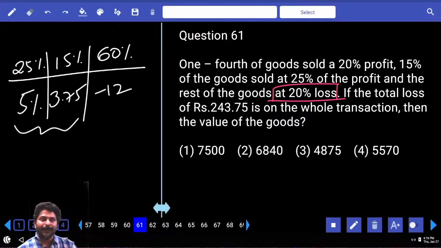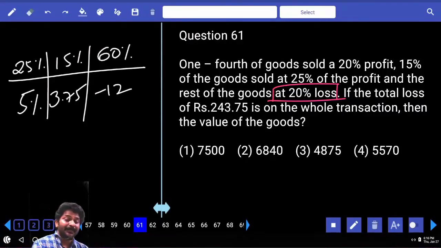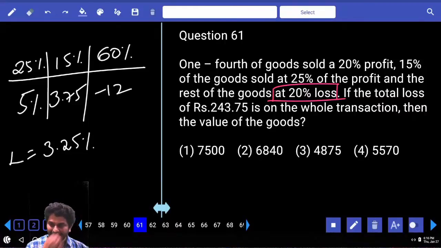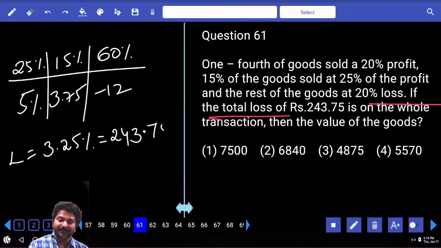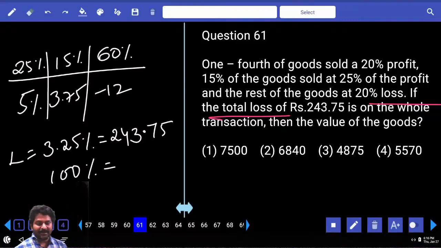Total profit 8.75. Loss minus 12. So overall profit or loss? Loss. How much loss? 3.25. Correct. So there is a loss of 3.25%, and the total loss is equal to 243.75. The value of the goods is always equal to 100%, right? So now we have to calculate.